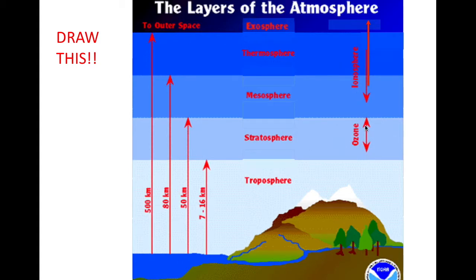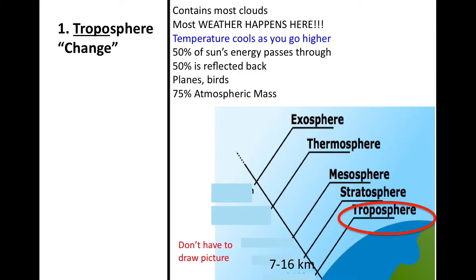Notice here that the ozone layer is in the stratosphere, and the ionosphere goes through the exosphere, thermosphere, and parts of the mesosphere. There are 5 major layers in the atmosphere. The first layer is called the troposphere, and tropo means to change or changing. The troposphere is the layer that is closest to the Earth. It is 7 to 16 kilometers thick. It contains the most clouds, and most of the weather we experience happens here.